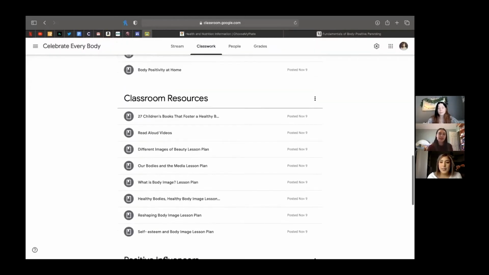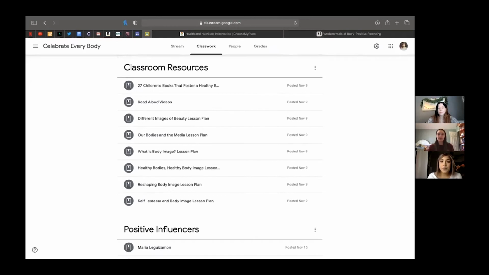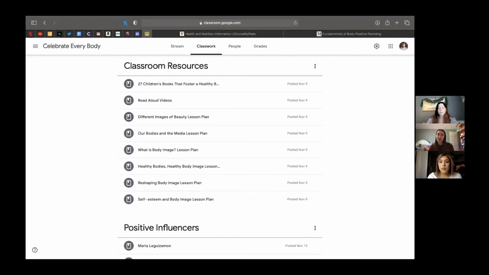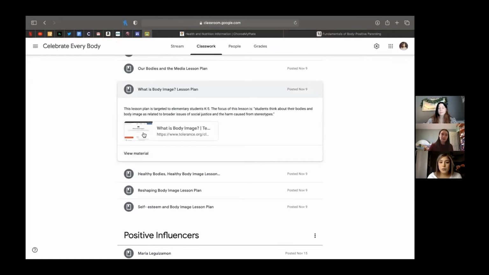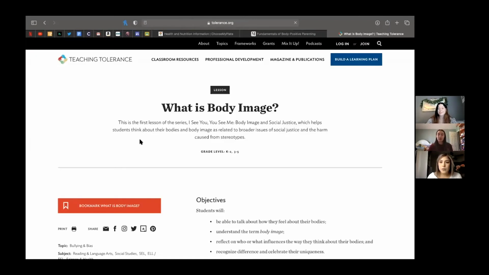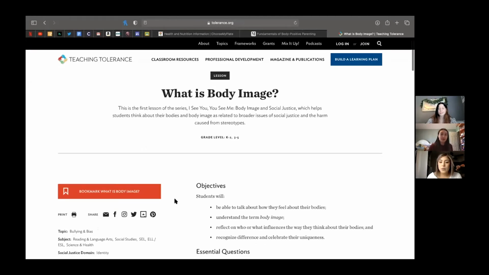So for my section, I did classroom resources. These are resources for teachers to try to bring body positivity and body neutrality into the classroom. An example of this is a lesson called What Is Body Image? And this is a full lesson plan. As you can see, there's a short synopsis saying what grade level this is for and what the lesson will be covering. And when you click on this, you can see the full lesson.